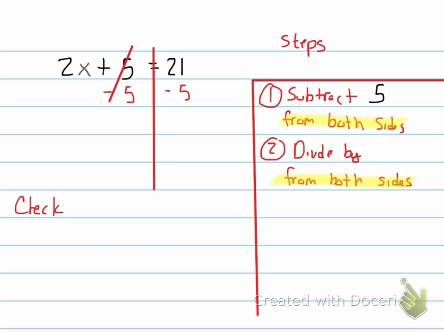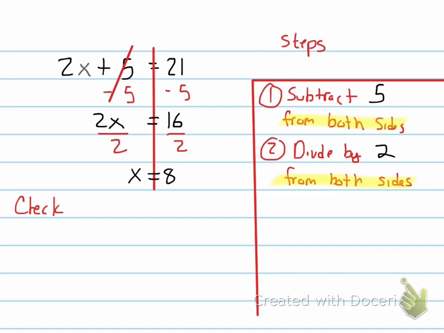I'm going to rewrite this whole thing. I'm trying to get x alone. So I have 2x, I write what I have left, equals 16. Now, what's happening to x? It's being multiplied by 2. So I divide. The opposite of multiplication is division by 2. So, my answer, x equals 8. So divide by 2 from both sides.